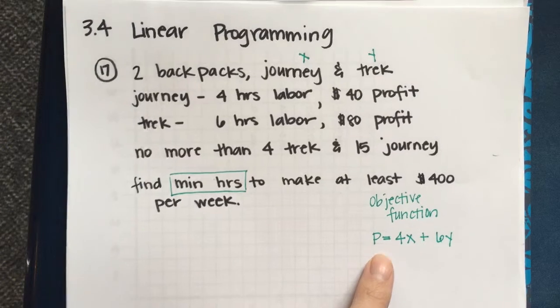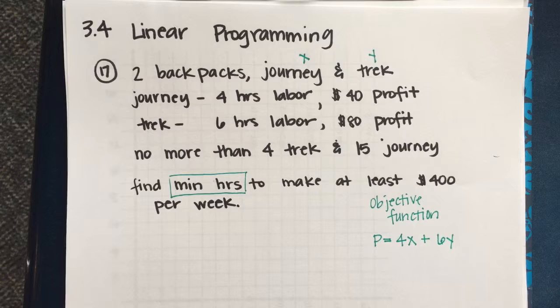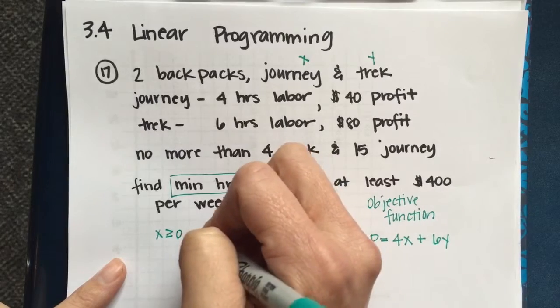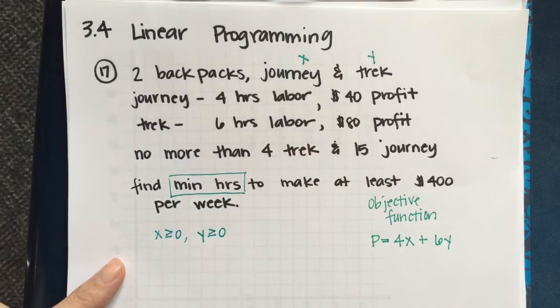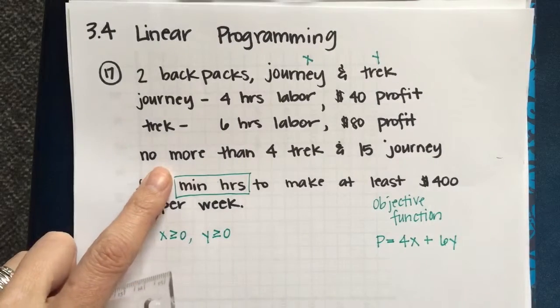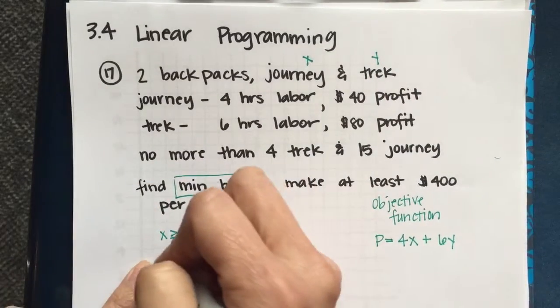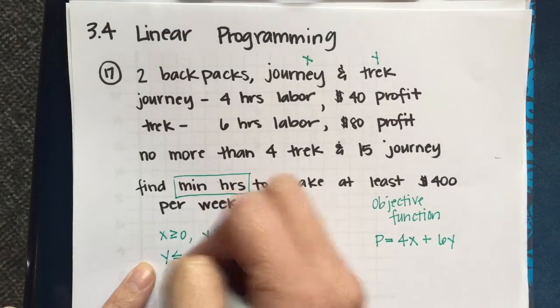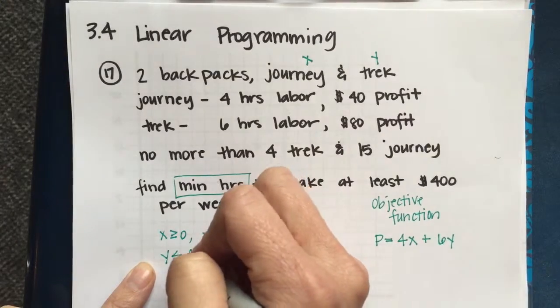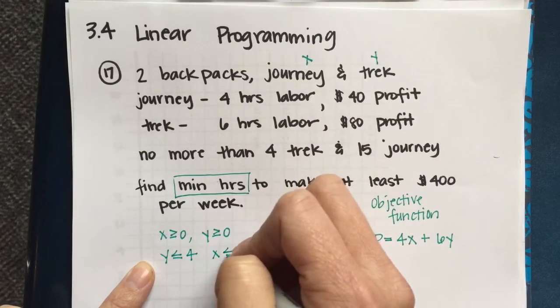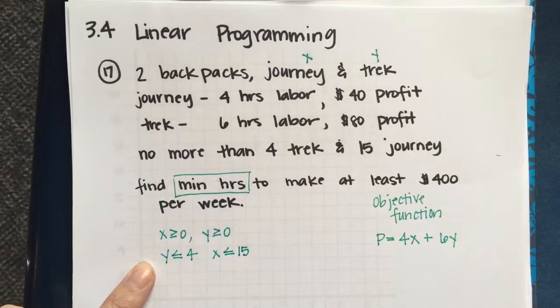We don't graph it. Now we have to graph the inequalities. So you've got your 2 gimmies that show up 90% of the time. We can't make a negative number of backpacks. So X has to be greater than or equal to 0 and Y has to be greater than or equal to 0. It says you can make no more than 4 Trek backpacks. That's Y. So no more means you can make less than or up to 4. And no more than 15 Journeys. So X is less than or equal to 15.